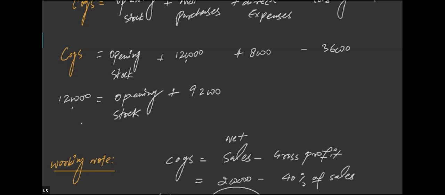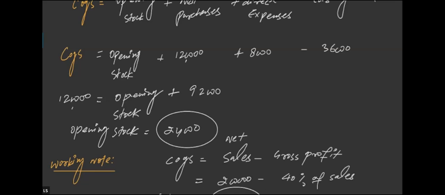How much are you getting? Opening stock, you are getting 28,000, no? Sir, I didn't adjust purchase. Okay. So opening stock will be 24,000 only. Done? Any doubt? No, sir. No doubt. Okay, all right. So let's move to the next question.